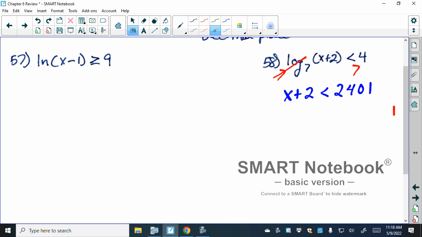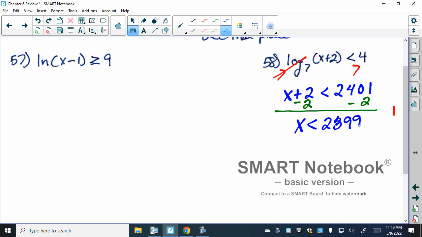Now what can we do next? Subtract 2 from both sides, telling us x is less than 2399. So x is less than 2,399. Now we did start out with a logarithm, yes? And what's inside a log cannot be 0 or negative. Is 0 less than 2,399? Yes. So would our restrictions come into play with this kind of solution?